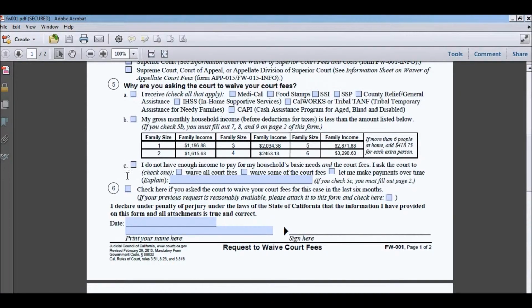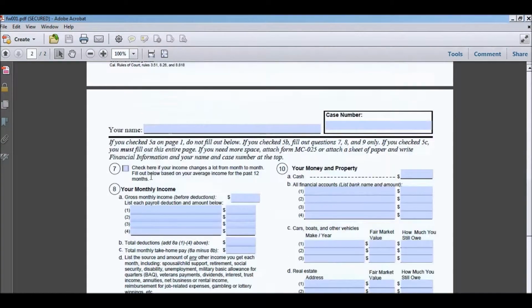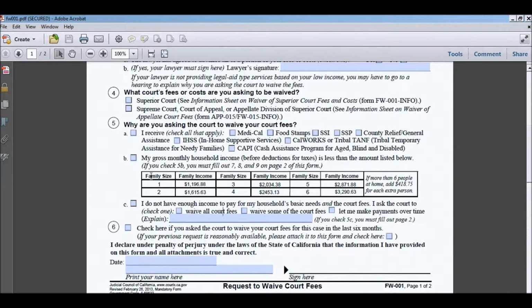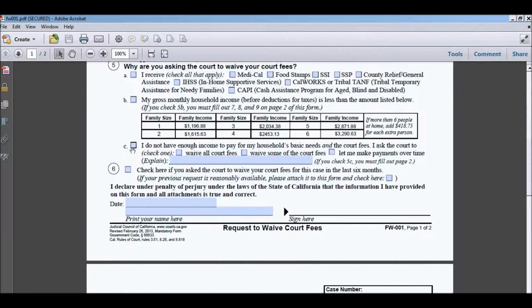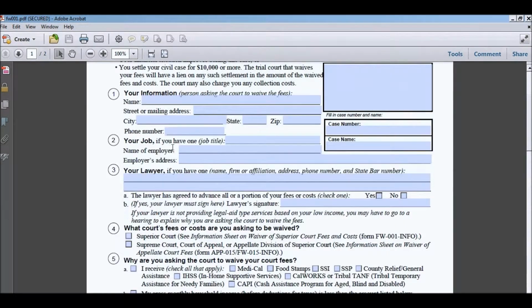If you select option C here and you fill in all the blanks, that's when you actually have to fill out this second page, and we're going to go over that in the next section of this video. But if you check, like I said, option A or option B, you get your fee waiver automatically. If you check option C, then you have to fill in the second page, and all the other stuff above here is all biographical stuff.